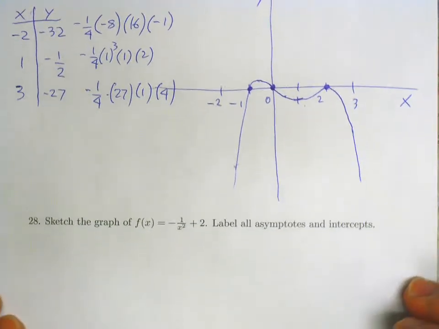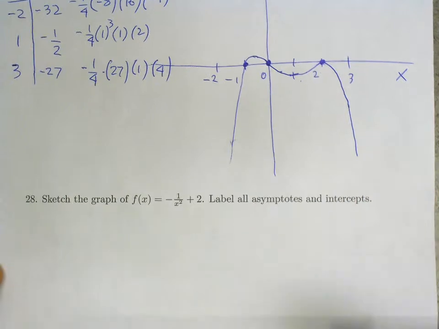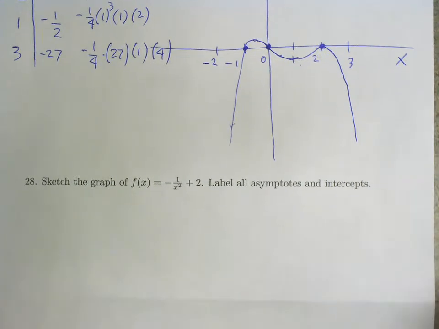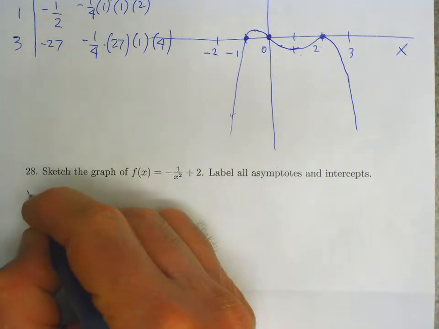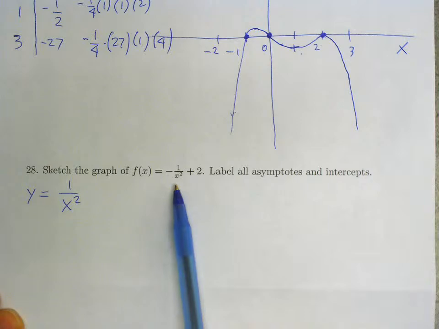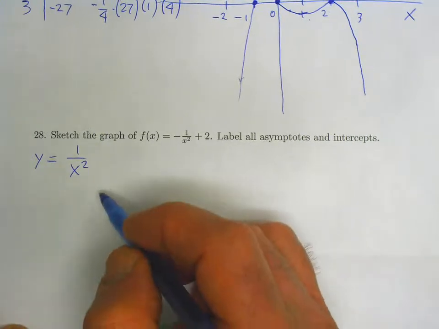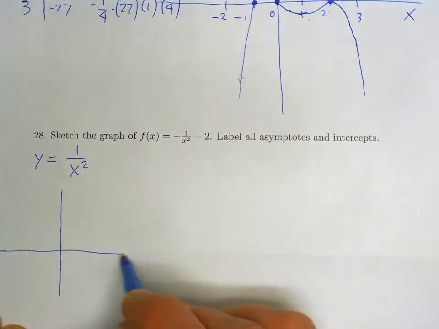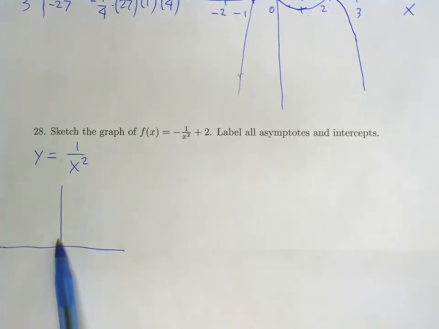Okay, the next one, sketch the graph of f of x equals negative 1 over x squared plus 2. Label all asymptotes and intercepts. Well, there's a fairly easy way to graph this and a more difficult way. The easy way is to start with y equals 1 over x squared. And then we'll have two transformations to get to f of x. But y equals 1 over x squared has x equals 0 as a vertical asymptote. 0 is a restricted value, so x equals 0 is a vertical asymptote.